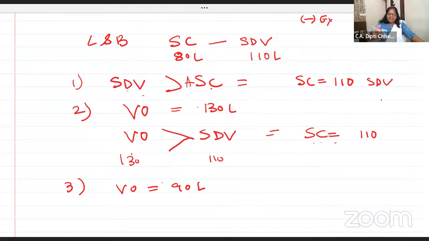Stamp duty value is 110 lakhs. The valuation officer is saying no, it is 90 lakhs. Then if the valuation officer's value is lower, take that as sale consideration.